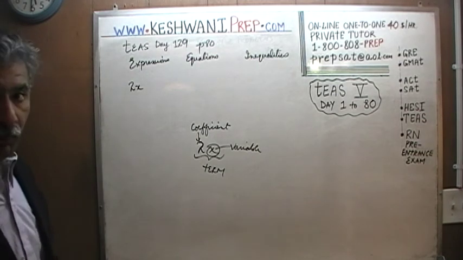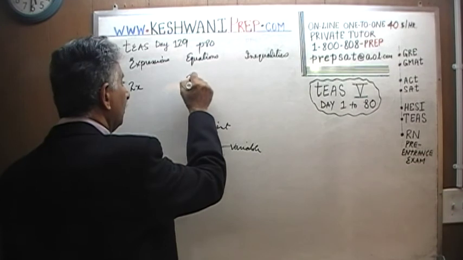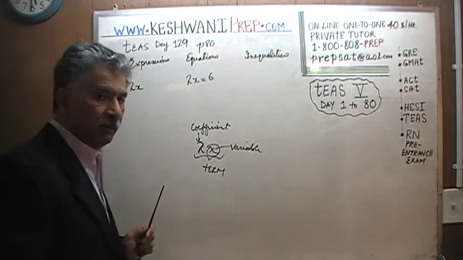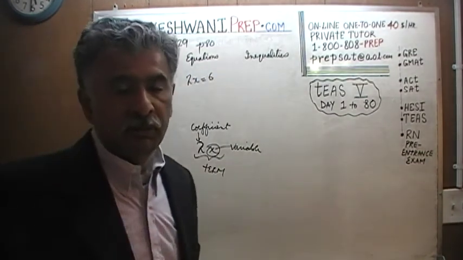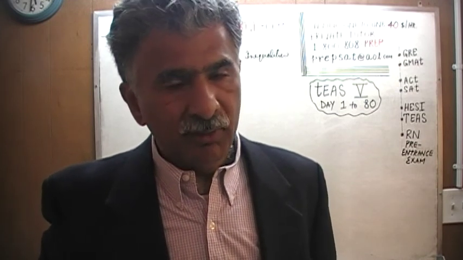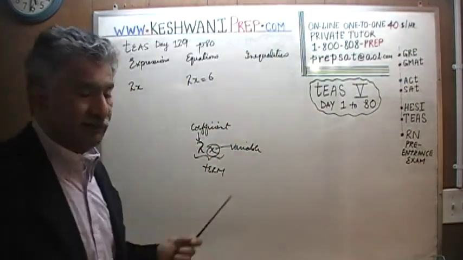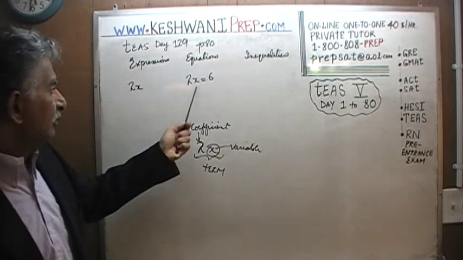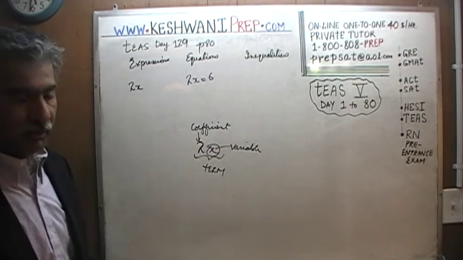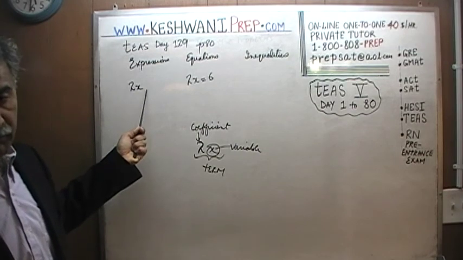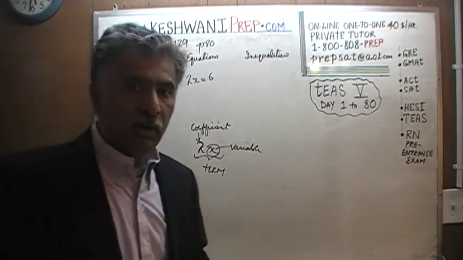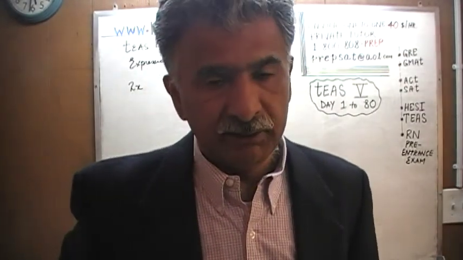Now, if we were told 2x equals 6, that is no longer an expression, it is a full sentence. The comparable term in the language of mathematics for a sentence is an equation. An equation is a sentence in the language of mathematics. 2x equals 6, which means x must equal 3. This wasn't an equation because it doesn't have an equal sign. An equation is so called because it has an equal sign in there somewhere.